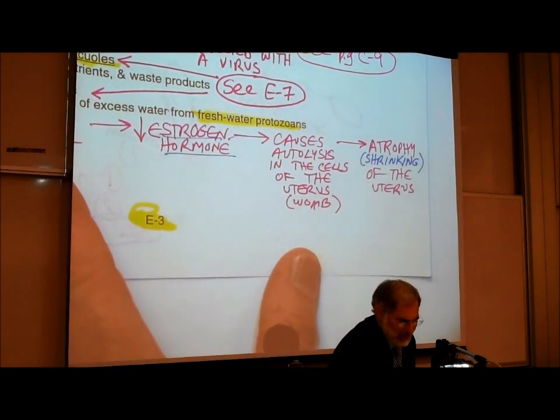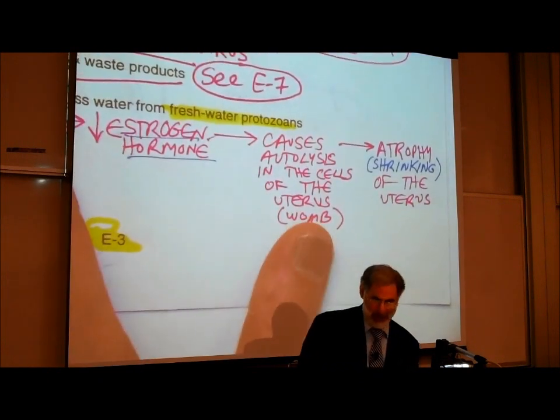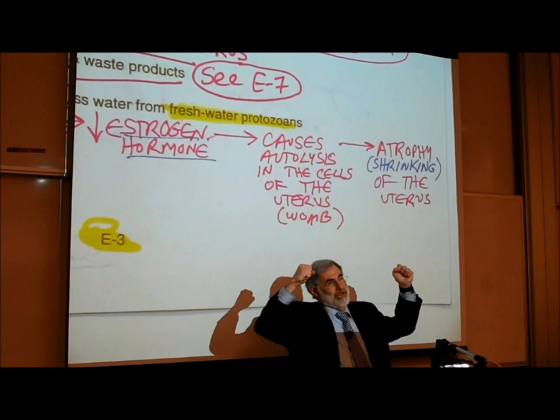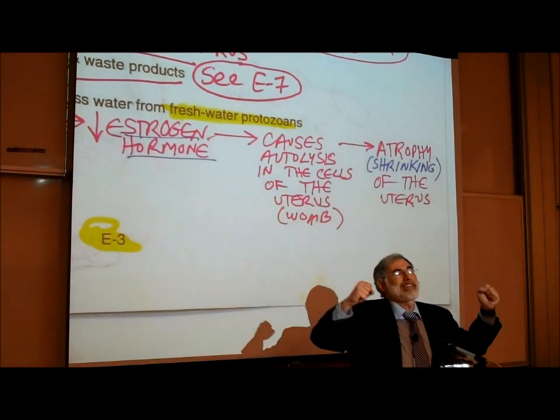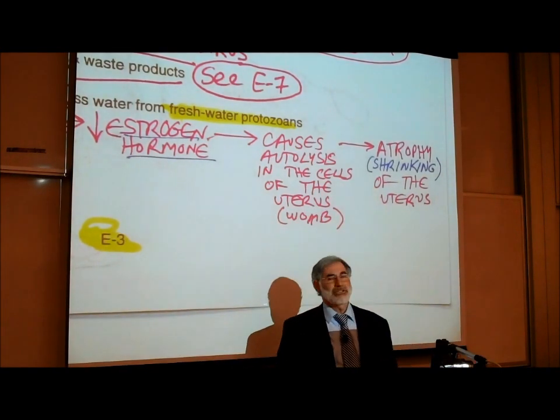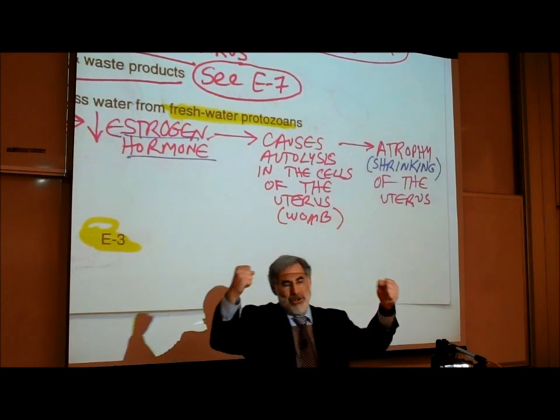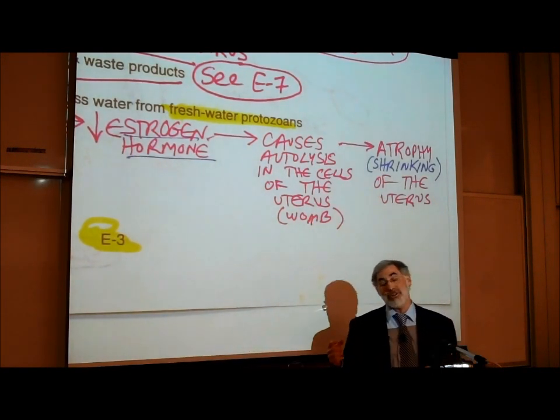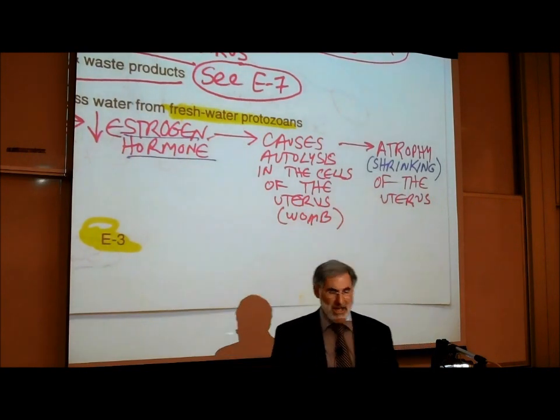You've heard that word atrophy. Some of you might say, I never heard of it. If you don't use your muscles, what happens to your muscles if you don't use them? They shrink. They atrophy. All right? So in this case, we're not talking about somebody's arm muscles atrophying or shrinking because of lack of exercise. We're talking about a woman's uterus shrinking.